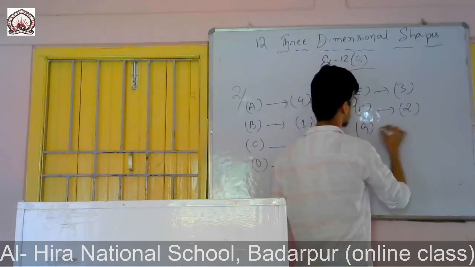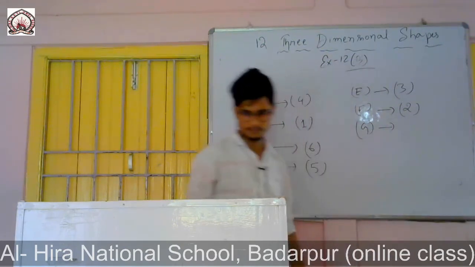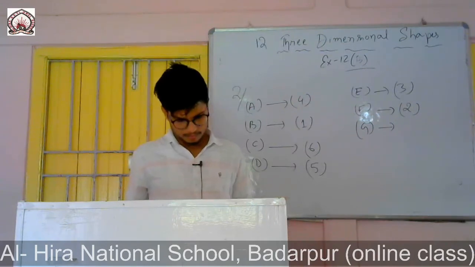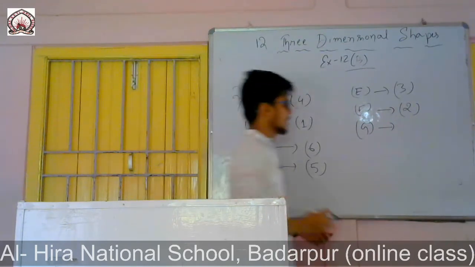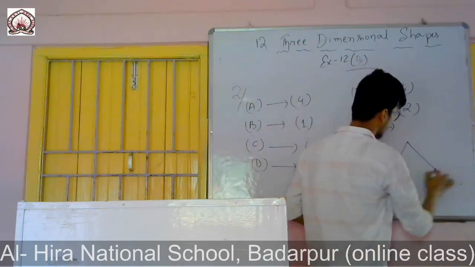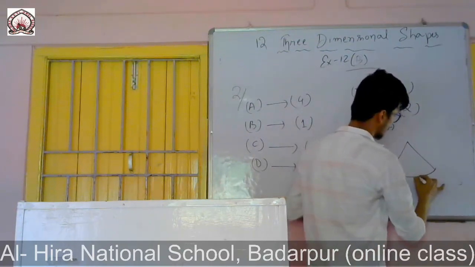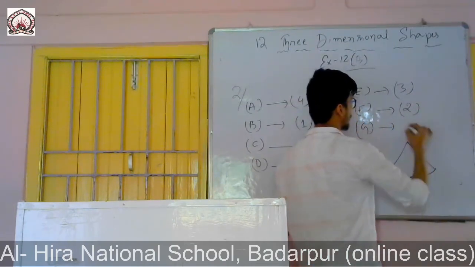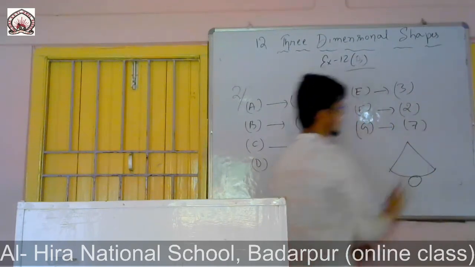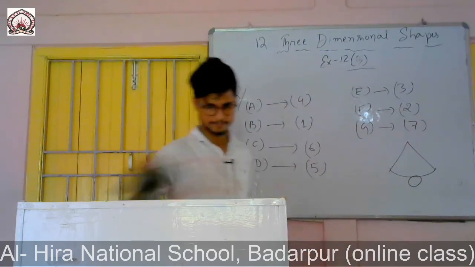Then G, cone. Only one is left, 7. Also we know that if I unfold a cone, it will be a round circular piece with a curved end like this. If I join them, then it will form a cone. So G answer is 7.